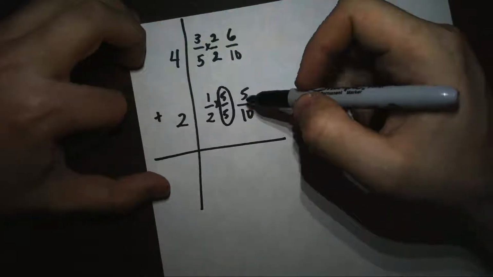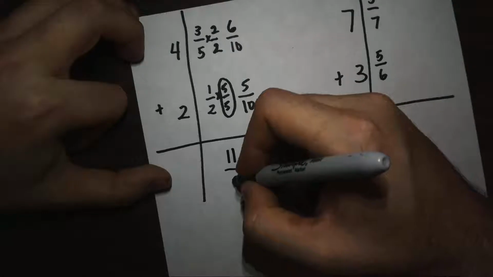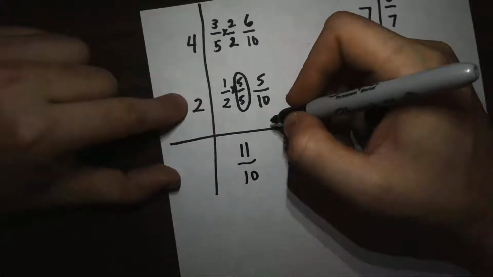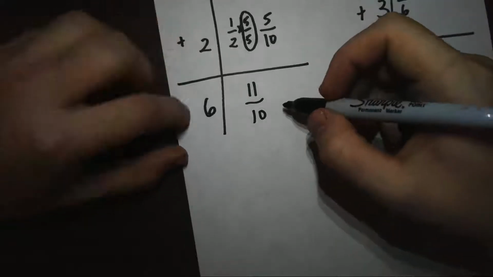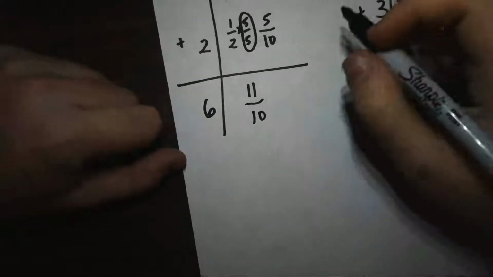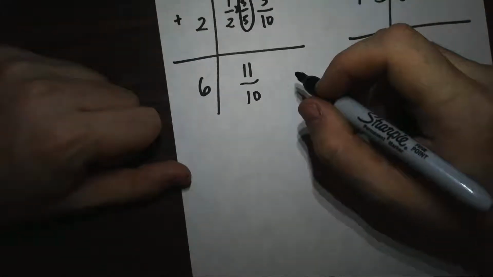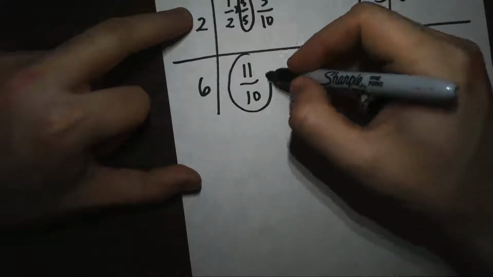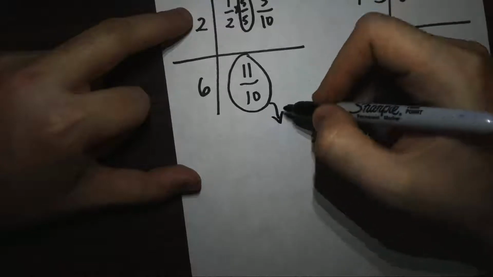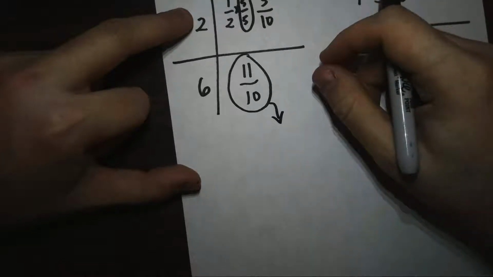6 tenths and 5 tenths gives me 11 tenths. 4 wholes plus 2 wholes gives me 6 wholes. Now I'm not quite done because I have a mixed number and an improper fraction combined. And I don't want to have both of those. So what I'm going to do is I'm going to look at my improper fraction here, and I'm going to change this to a mixed number.